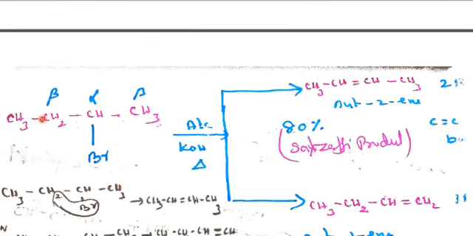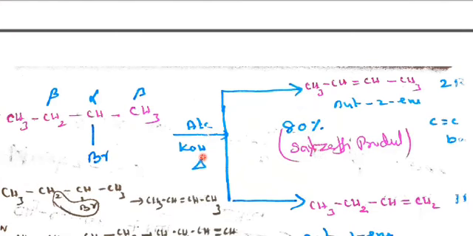So now let us take CH3, CH2, CHBr, CH3. The halogen attached carbon gets first preference, that is the alpha carbon. Next to the alpha carbon is called beta, and on the other side of the alpha is beta dash, which we can also consider. So both carbons are beta carbons. Now I use alcoholic KOH.